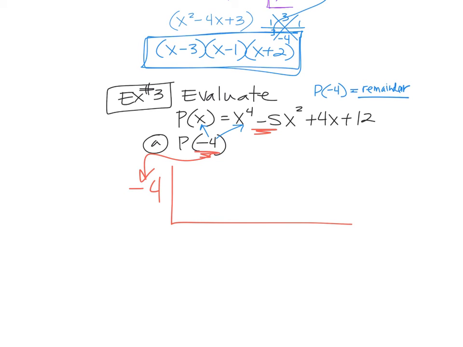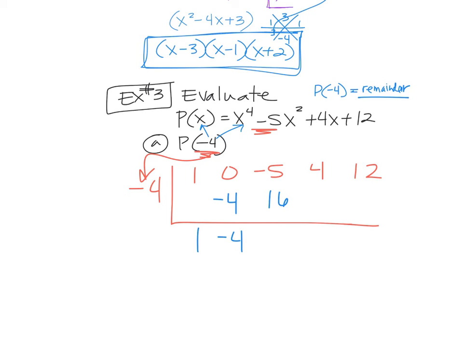Notice we're missing an x to the third in this one. You need to put a 0 there, okay? So this would be 1, 0x to the third, negative 5x squared, 4x, and 12. Work it out. Bring down our 1. 1 times negative 4 is negative 4. Adding or subtracting? Adding. 0 plus a negative 4 is negative 4. Now we multiply. What do we get? 16. Negative 4 times negative 4 is 16.